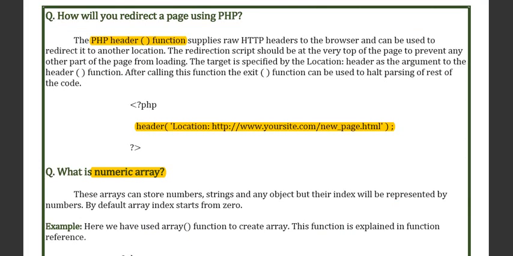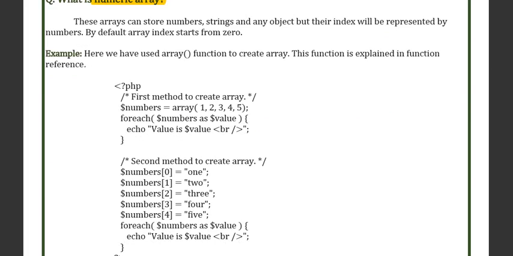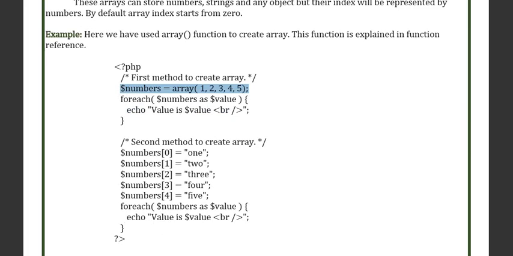How will you redirect the page in PHP? By using the header function, we use the URL to redirect the pages. Now, the numerical array. In this numerical array section, we use $numbers, which is the name of the array. Then we call array with numbers 1 to 5, and by foreach loop we take the values of the numbers and print them.